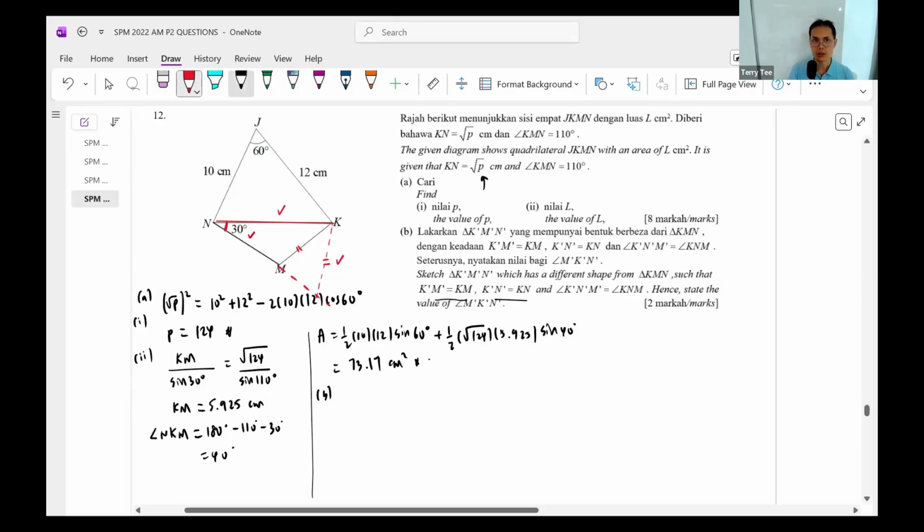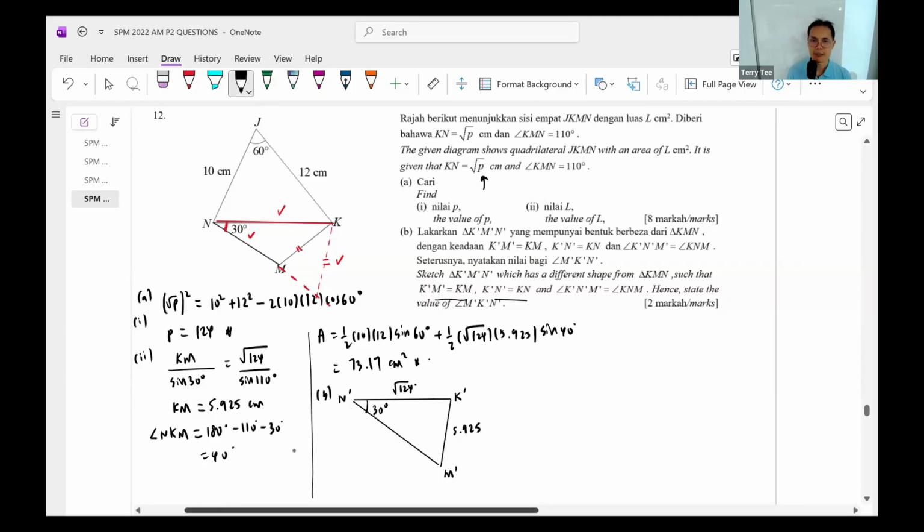So we're going to draw a second triangle here. 1, okay, 2, okay, this one I draw not too far away. 3, like this. This is N, K, M prime. All three must have prime. This is 30. This is 5.925. This is square root 124. Okay, my triangle is done, with 1 mark for sketching.